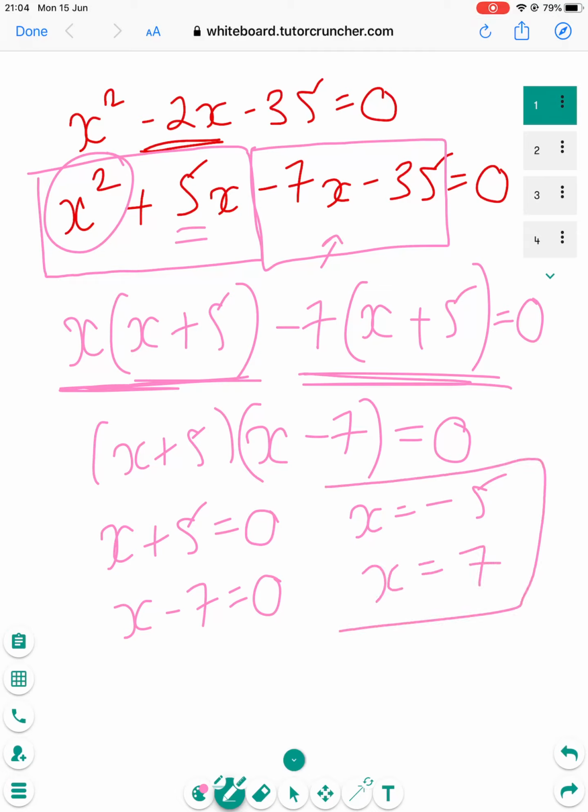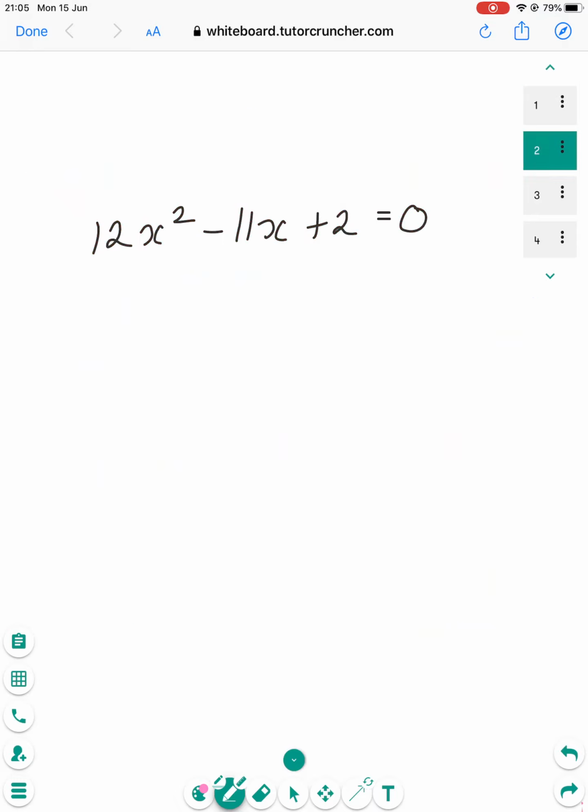So here you have now solved your equation. And if you wanted to check, if you plug in minus 5 into this original equation here, x squared minus 2x minus 35, you would indeed get 0. And if you did the same for 7, you would also get 0. So that was the easier example. Let's move on to a slightly trickier one, and we'll see that this method works.